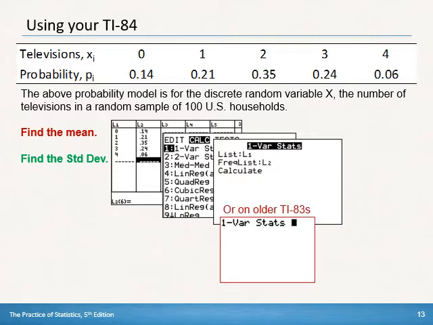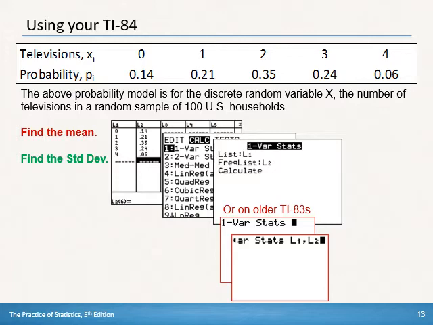Now, if you are using the older operating system or an older TI-83, then when you hit stat, calculate, and 1 var stat, it'll paste this command back onto your home screen with the cursor blinking next to it, and then you will type L1 comma L2. So second 1 comma second 2.